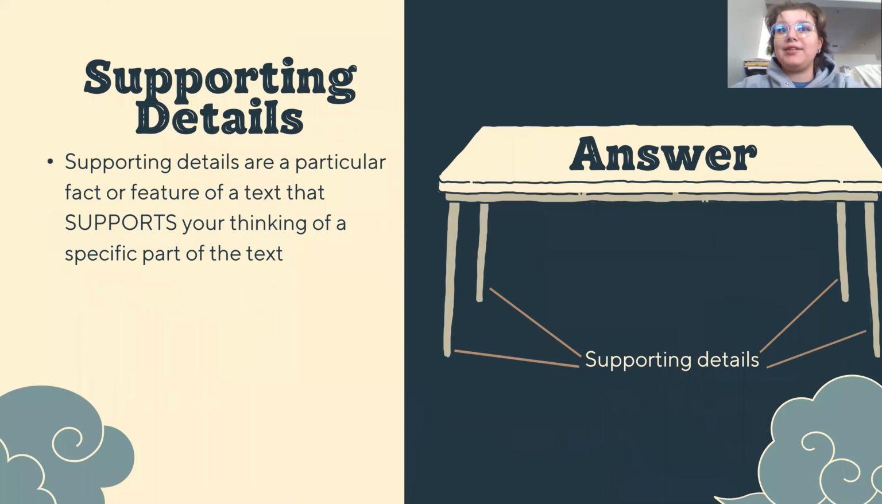And next is supporting details. This is our vocabulary. Supporting details are a particular fact or feature of a text that supports your thinking of a specific part of the text. So just like my table over here, our answer is the tabletop, but all the legs holding up our answer are our supporting details. So that's why they support our answer, because they're details that we found in the text that got us that answer.